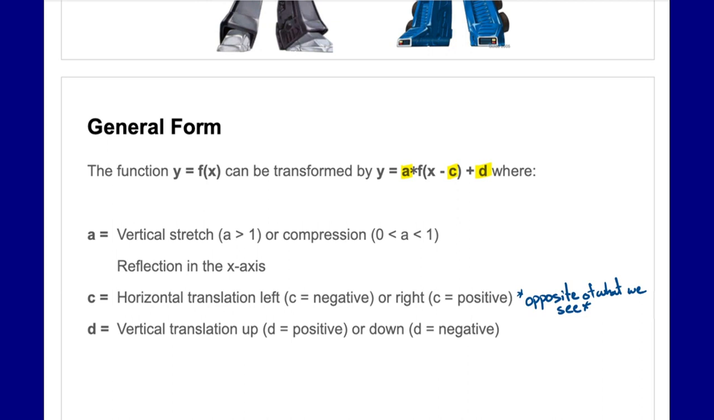D represents a vertical translation, a shift up when it's positive, or a shift down when it's negative. So again, same transformations. Now we're just applying it to any function.